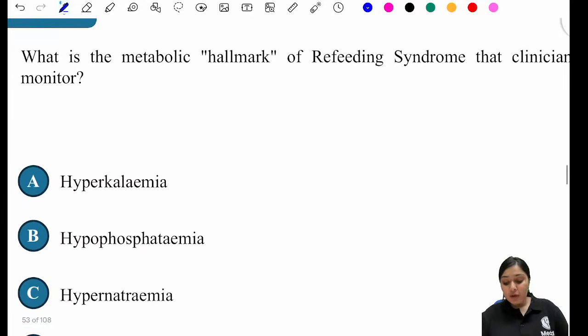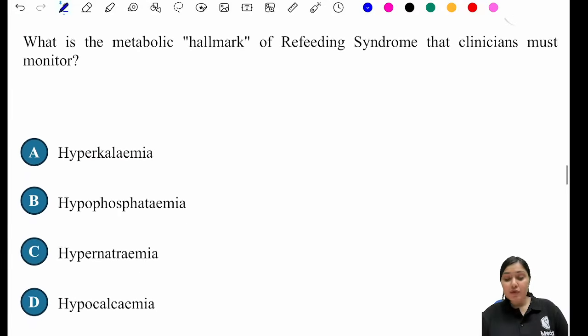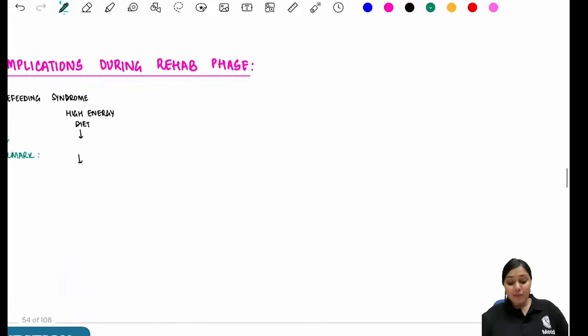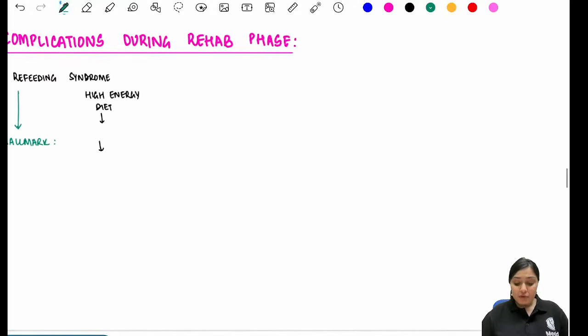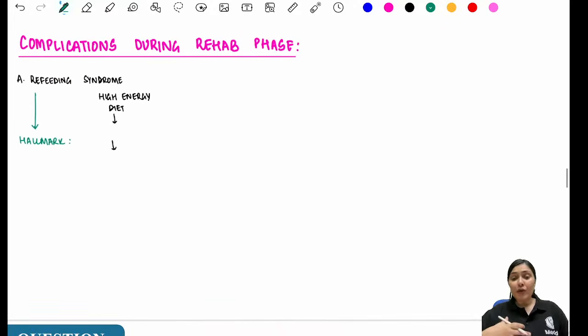What is the metabolic hallmark of refeeding syndrome that clinicians must monitor? Hyperkalemia, hypophosphatemia, hypernatremia, or hypocalcemia. So refeeding syndrome, remember, is a very important complication that we see during the rehabilitation phase. So what happens during the rehabilitation phase? Now in the rehabilitation phase, we are increasing the calorie intake, right? So we give a high energy diet.